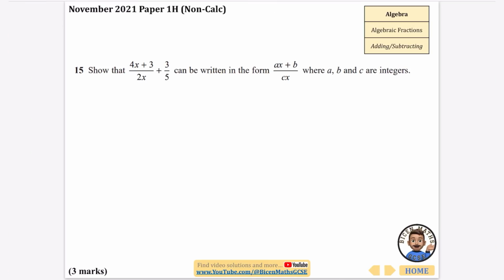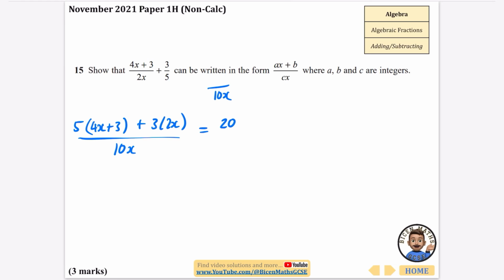Again, we've got some more adding. I think the common denominator this time is just going to be them being multiplied together, and 2x times 5 is just 10x. So the 4x plus 3, that's all going to need to be multiplied just by a 5, and the 3 is going to need to be multiplied by a 2x. The denominator is going to be the 2x times the 5, which is just 10x.